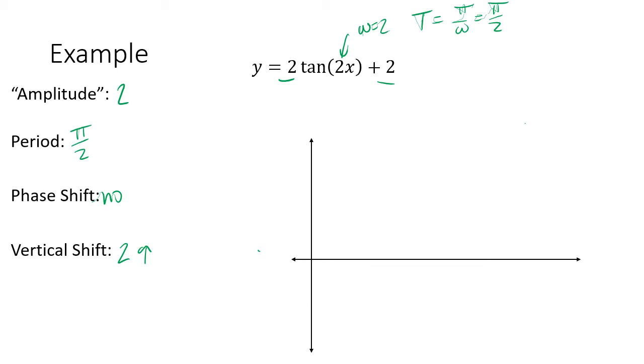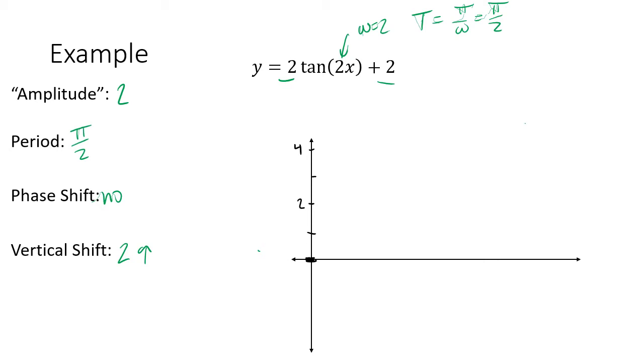So we got the vertical shift of 2 up. So we go 1, 2, 2. And we have an amplitude of 2. So we're going to be down at 0 and we're going to be up at 4. Okay, then we can draw that.